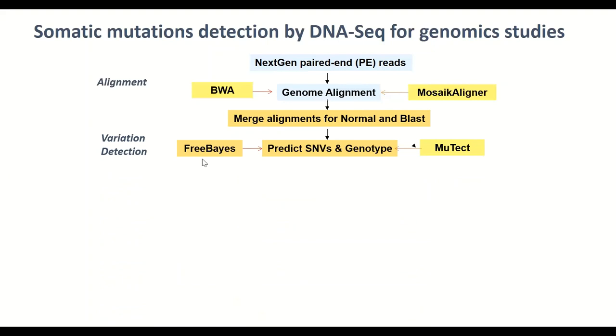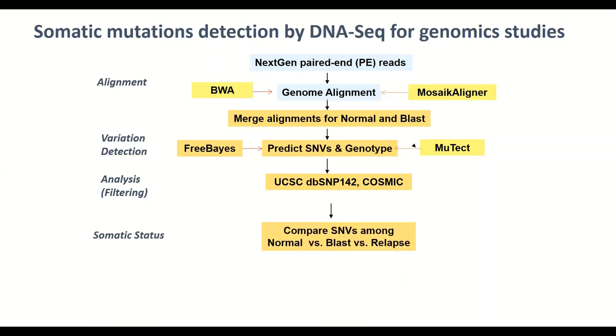Once we have the alignment, there is also lots of different software available. We use Bayesian model-based software to call mutations. Then, because lots of the calls are polymorphisms, and in cancer study we are not interested in polymorphism but in somatic mutation, we have to remove lots of variation from our calls. So it's a filtering step. Then we determine the somatic status: if the mutation only occurs in the tumor sample, not in the normal, then it's somatic. If the mutation occurs in both normal and tumor, it's a polymorphism, which is not interesting for cancer study.